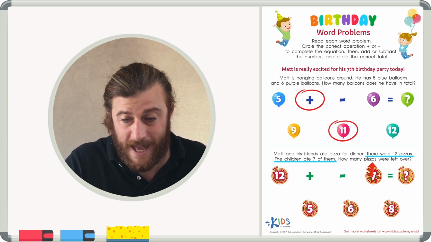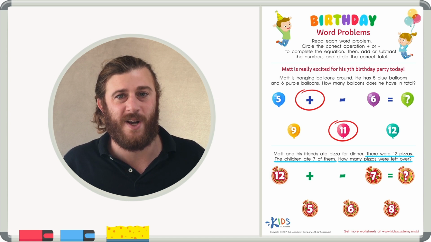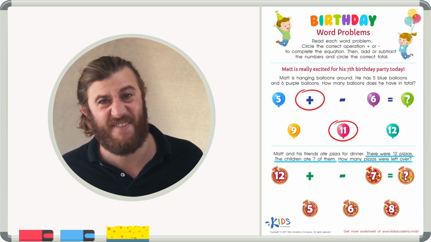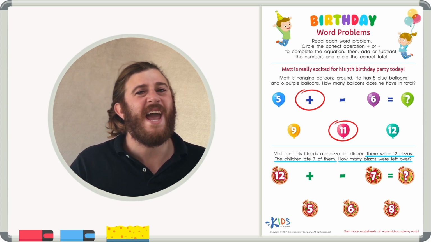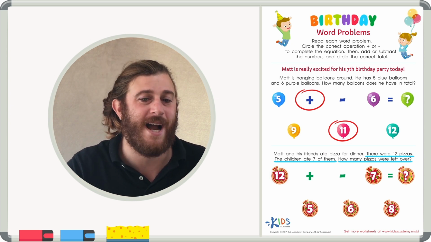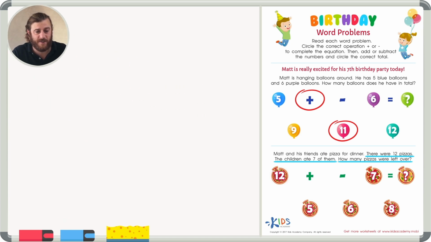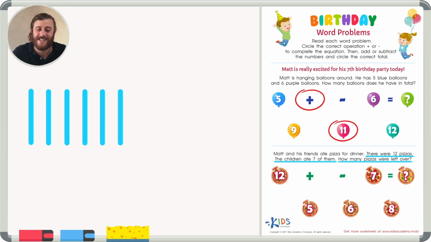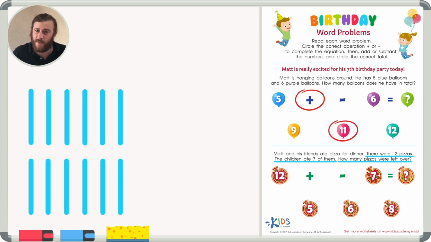How many pizzas were left over? So it seems like it wants to know how many pizzas were left after the kids ate 7. Now, if you ate 7, are we adding or subtracting? Well, let's draw our 12 pizzas. 1, 2, 3, 4, 5, 6, 7, 8, 9, 10, 11, 12 pizzas. Now, I ate 7 pizzas. Like I said before, those pizzas are disappearing, or we're taking them away, or we are subtracting those pizzas. So let's cross out the 7 pizzas that the kids ate to find out the answer. 1, 2, 3, 4, 5, 6, and 7.